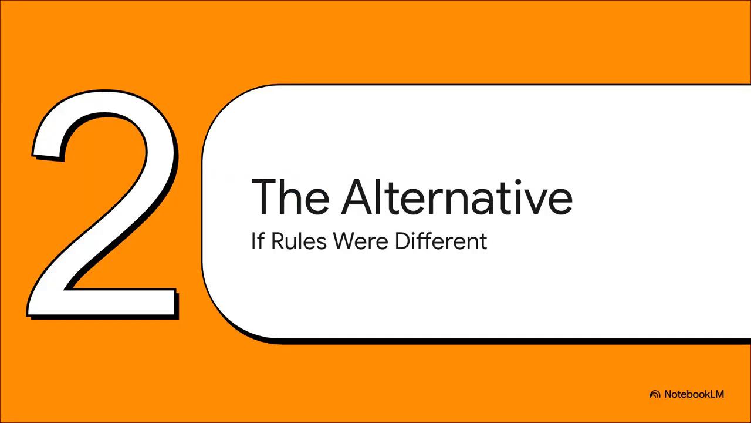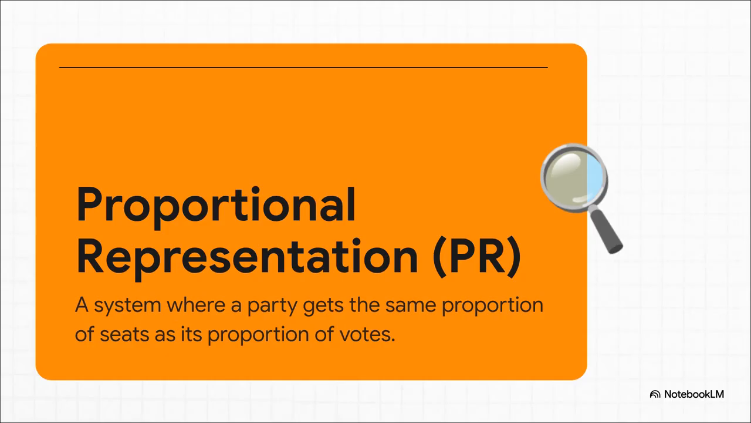So that naturally leads to a pretty big question, right? What would happen if the rules were different? What would an election even look like under a totally different system? Let's take a look at the main alternative. And that alternative is called proportional representation, or PR for short. The name kind of gives it away. The whole goal here is to make a party's number of seats in parliament directly reflect how many people voted for it nationwide. So if a party gets 20% of the national vote, it gets, you guessed it, about 20% of the seats. It's that simple.